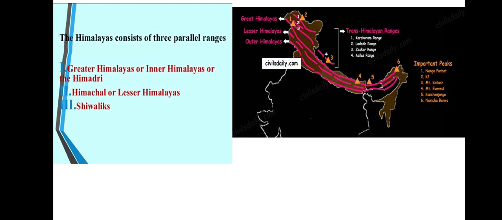Clearly from the map you can see arrows are shown there. There are Karakoram range, Ladakh range, Zanskar range, and Kailash range. Remember, these are not part of Himalayas but form the part of Trans Himalayas. So beyond the regions of Himalayas, they are part of Trans Himalayas.